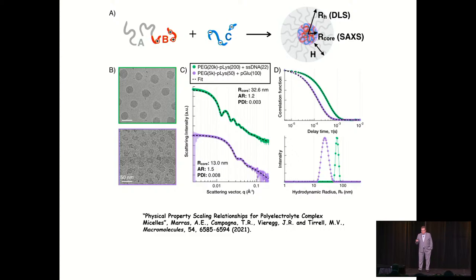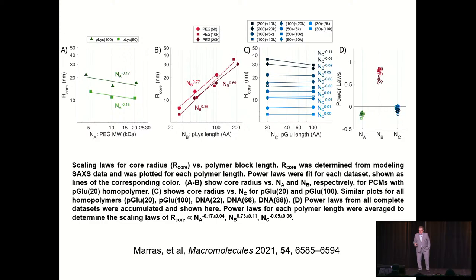And the net result of what Alex found that was published almost a year ago now is that the size of the micelle, that is the core radius, which is what I'm calling the size of the micelle, is overwhelmingly dependent on the size of the polylysine block, the cationic block in the PEG polycation block copolymer. And not very dependent at all on the size of the other two blocks. So it is essentially not dependent at all on the size of the homopolymer, and weakly dependent on the size of the PEG in the corona, which is a useful kind of design parameter, I think, for designing a carrier vehicle for some of these applications that I'm going to talk about.